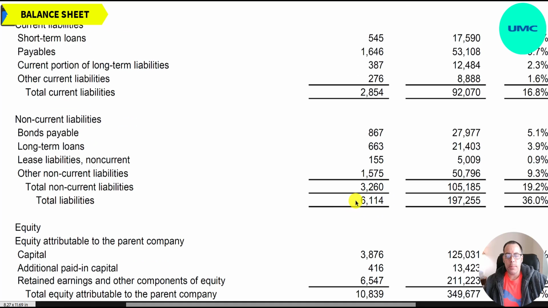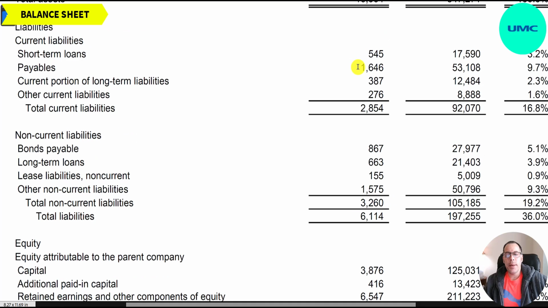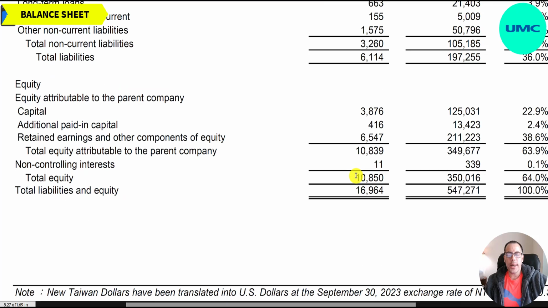Liabilities of $6.1 billion. Their biggest liability is accounts payable, $1.6 billion. This is when they buy on credit, so they owe this money to their vendors. And equity is assets minus liabilities, that's $10.9 billion. They raised $3.9 billion from selling their business. They profited $6.5 billion from running their business. Retained earnings is the sum of all their prior net incomes minus the sum of the dividends they paid out.